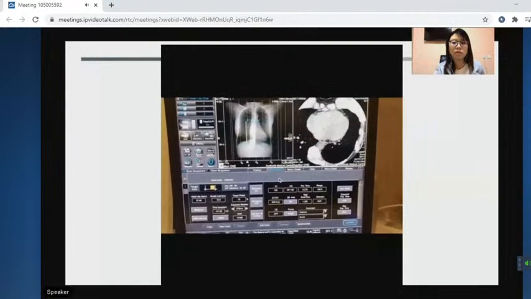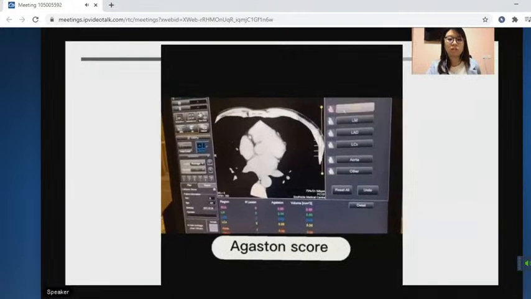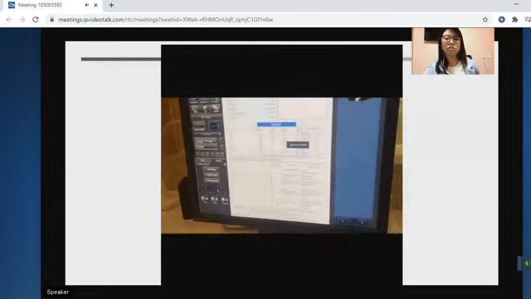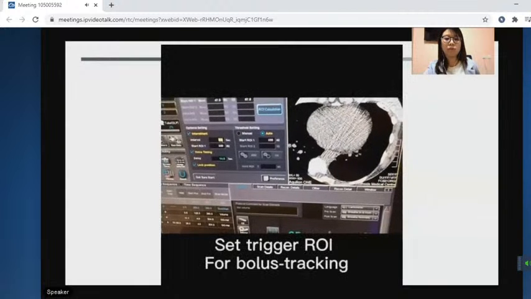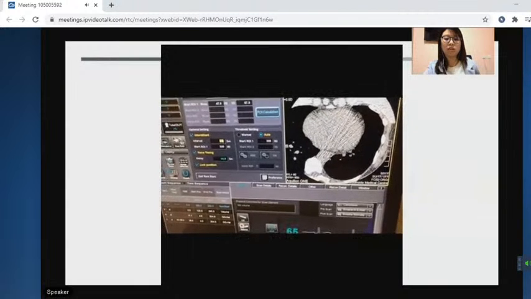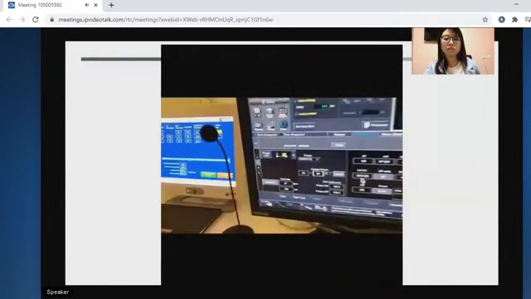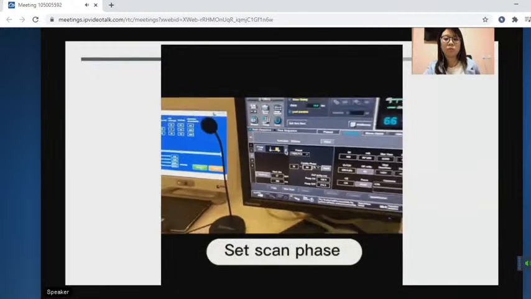And in 1 beat, we get our custom score result, put into our software to check the calcium score and check the position. Set our ROI for bolus tracking at the descending aorta, and give the GTN. We'll set our cardiac phase after the second breathing test.